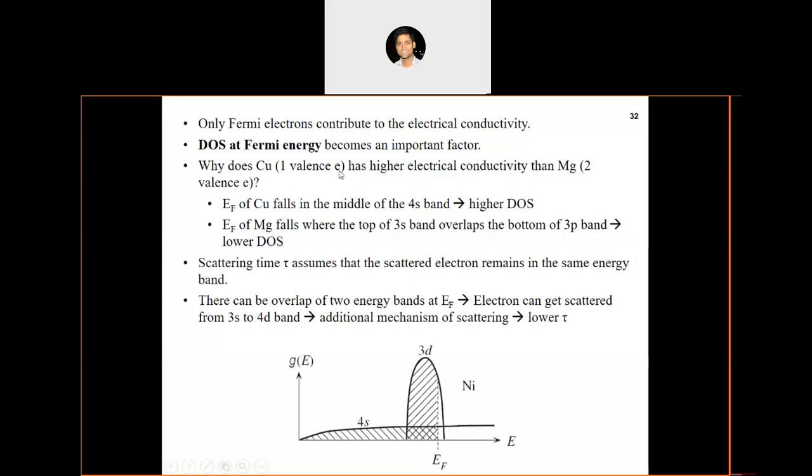For example, in copper, although we have only one valence electron in comparison to magnesium, which has two valence electrons, copper has higher conductivity. And that is because of the position of the Fermi energy with respect to the density of states.